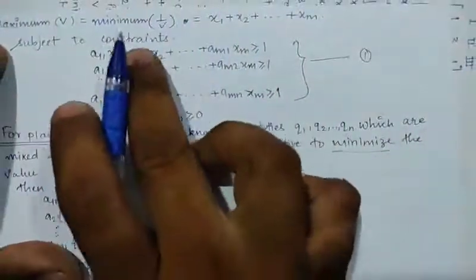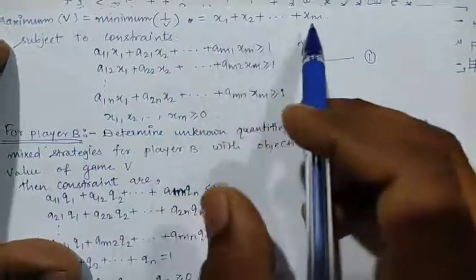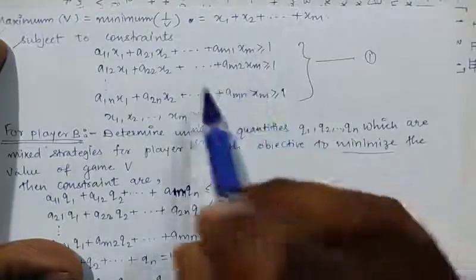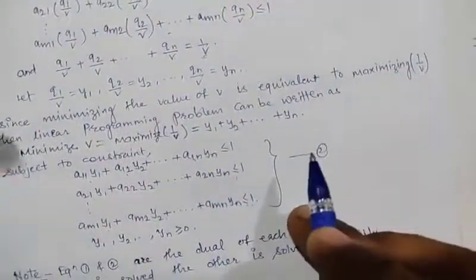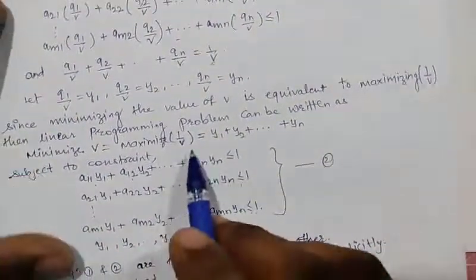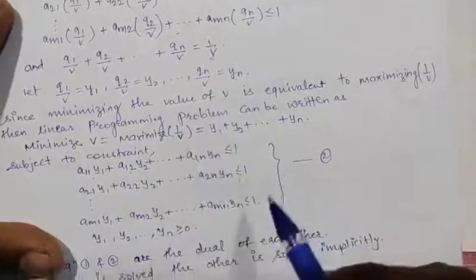So this is equation 1: minimize 1 upon v equal to x1 plus x2 plus up to xn, and here we get the constraint equations. And this is equation 2: maximize 1 upon v equal to y1 plus y2 plus up to yn, and these are the constraint equations.